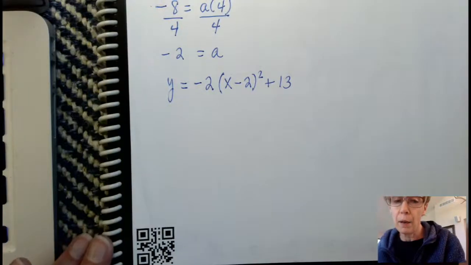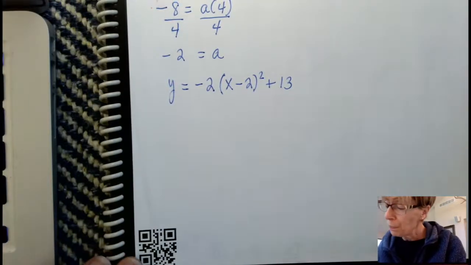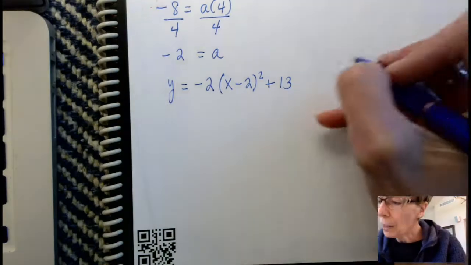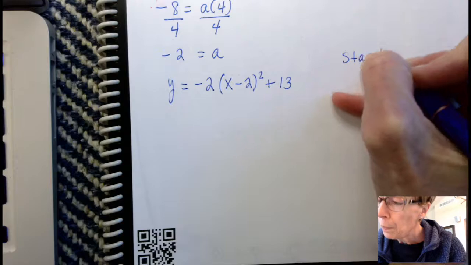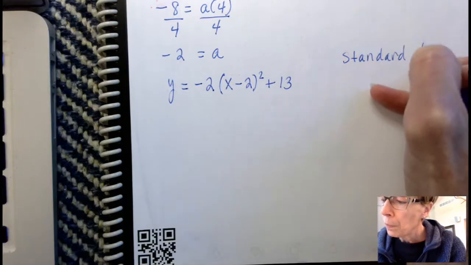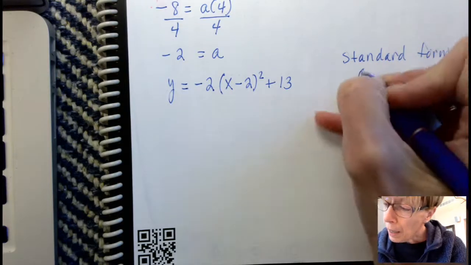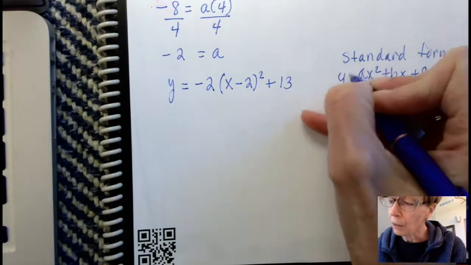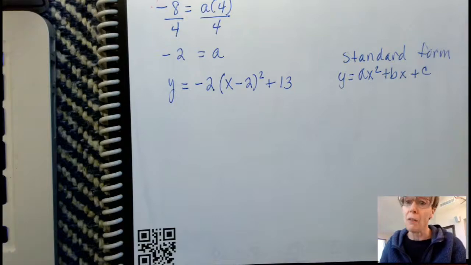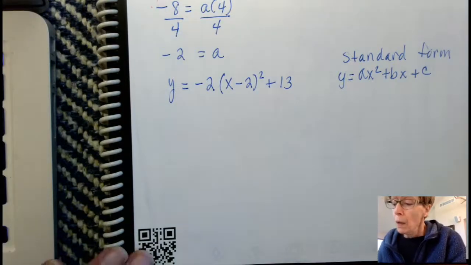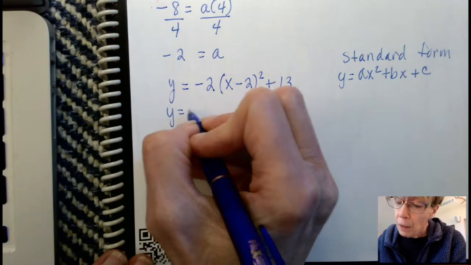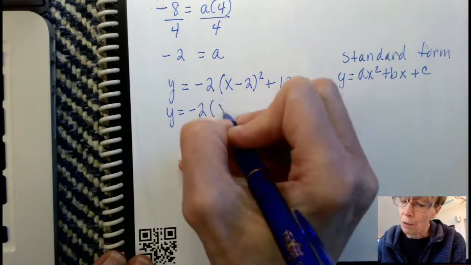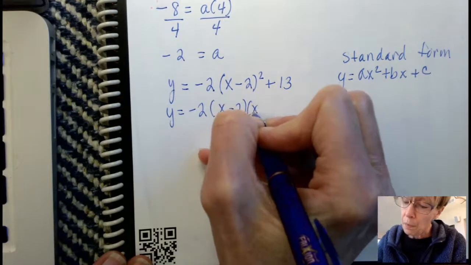So we still have this negative 2, but when we double distribute, our FOIL, x times x is x squared. X times negative 2 is negative 2x. Negative 2 times x is negative 2x. And negative 2 times negative 2 is 4. We don't have to, but we can combine like terms here. And we get y equals negative 2 times (x squared minus 4x plus 4) plus 13.